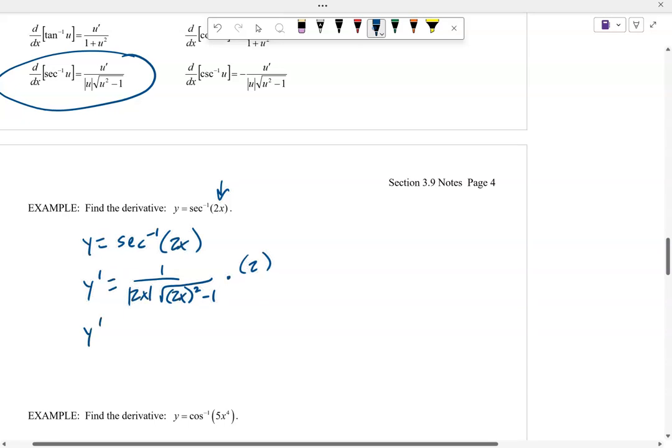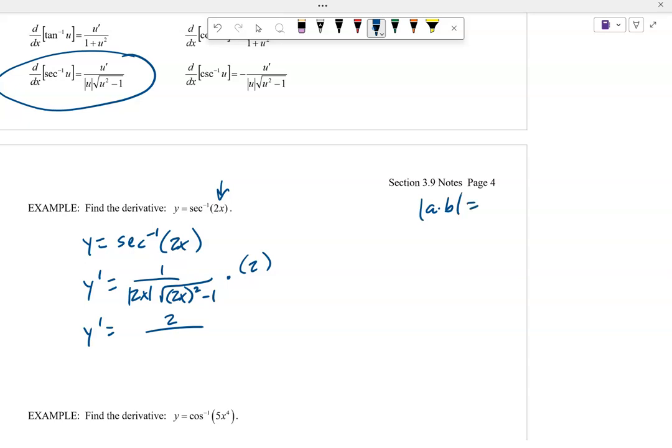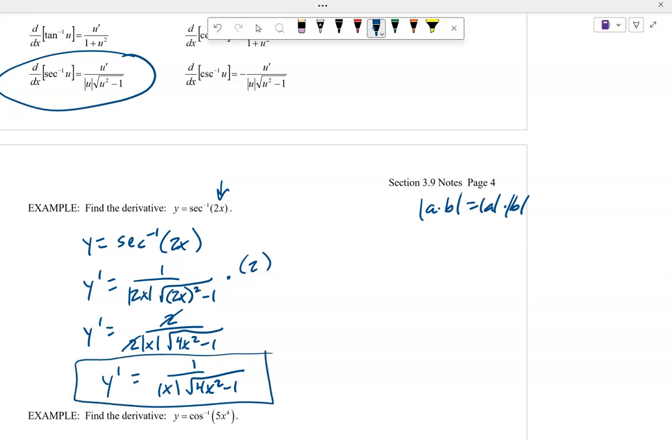And so y prime ends up being 2 over, now the absolute value of a times b is the absolute value of a times the absolute value of b. So if you look at the absolute value of 2x, I've got absolute value of 2, which is 2, absolute value of x, and 2x quantity squared would be 4x squared, minus 1. So notice those 2's cancel right there. And so we're just left with y prime being 1 over the absolute value of x times the square root of 4x squared minus 1.